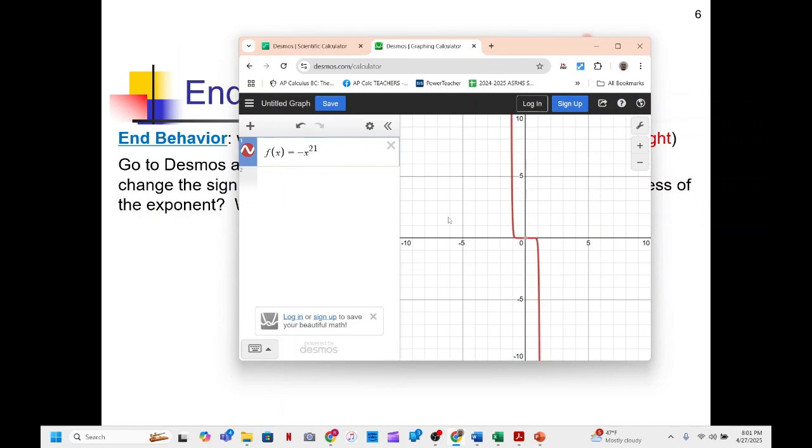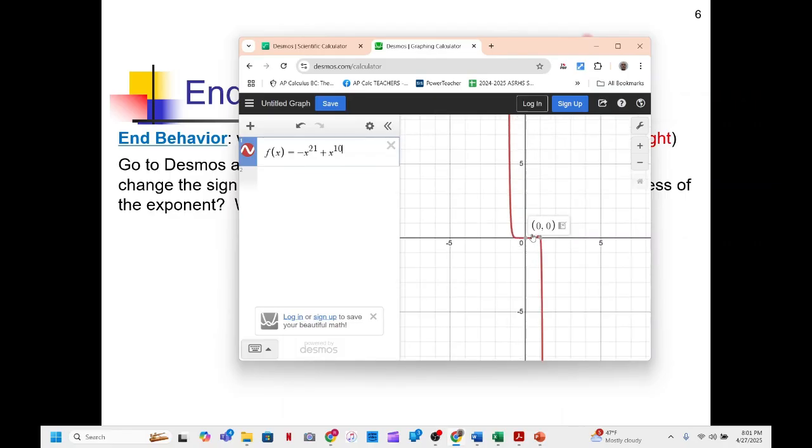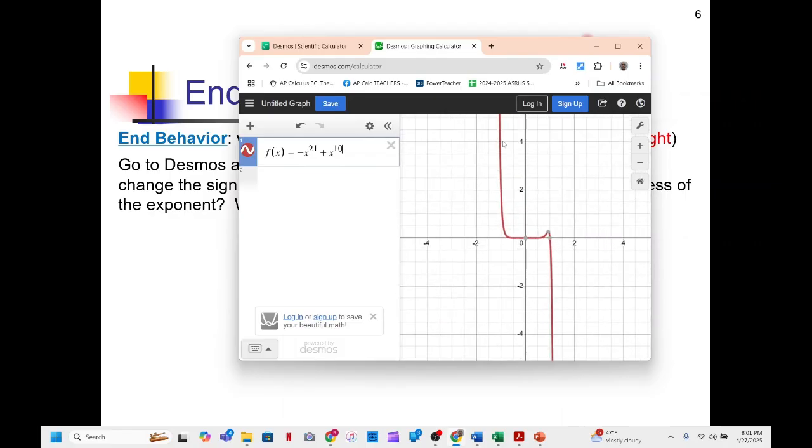Now what happens if we add a few more things in there? Let's add an x to the 10th. Let's add something even in there. So it changes a little bit of this stuff happening toward the middle, but the end behavior is unaffected. And if we add some more terms, maybe like a minus 80 x to the 9th, why not? And the end behavior really has not altered at all.